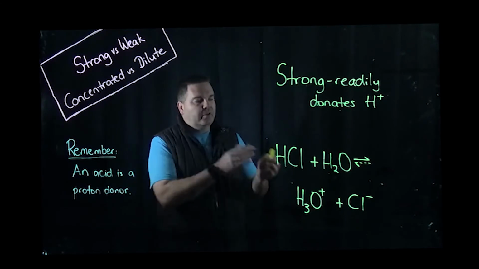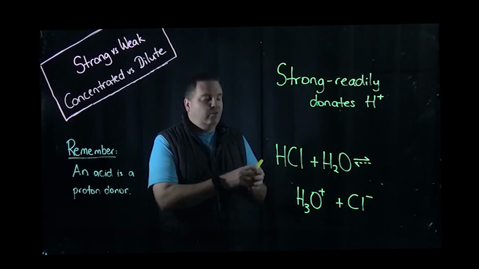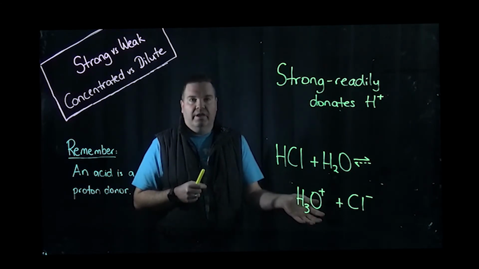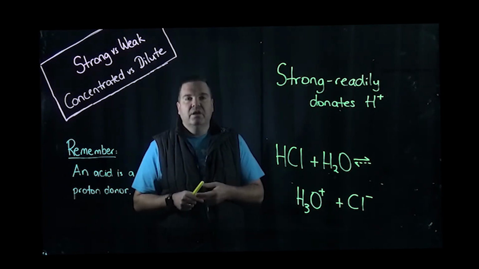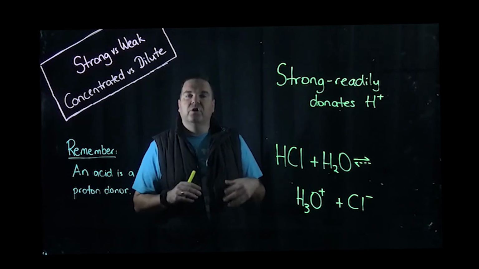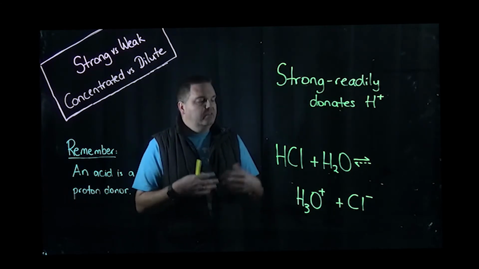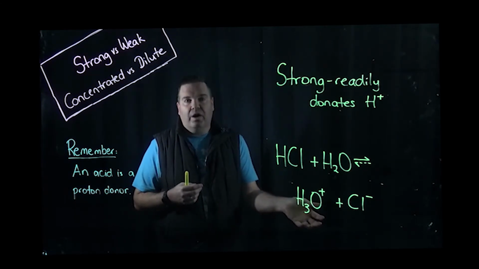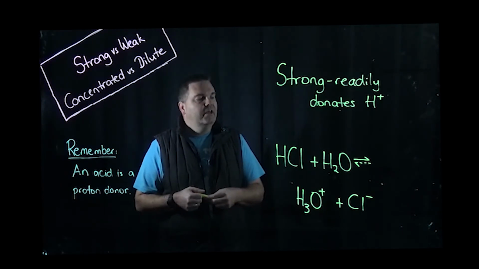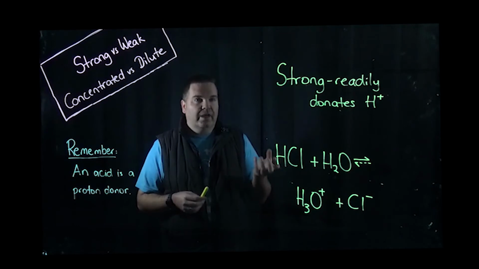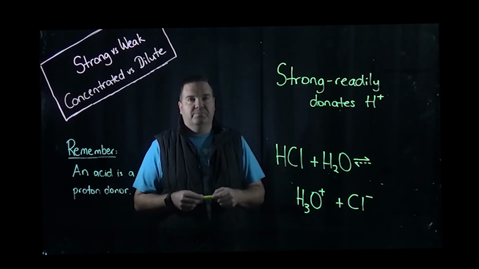Now, because this is a strong acid, we get lots of hydronium ion here. So if you're doing pH calculations, where pH equals negative log of the concentration of H+, the concentration of H+ here would be quite high. So the pH would be reasonably low. So that's what it means by a strong acid. It readily donates H+.